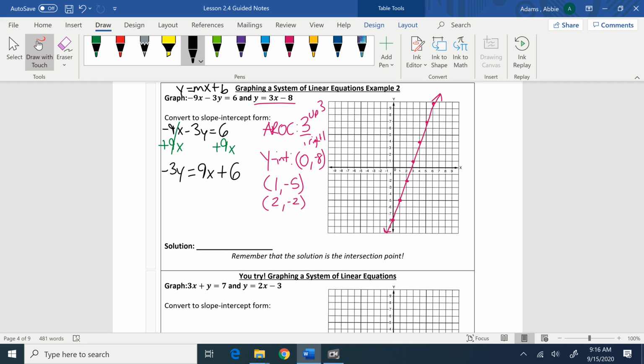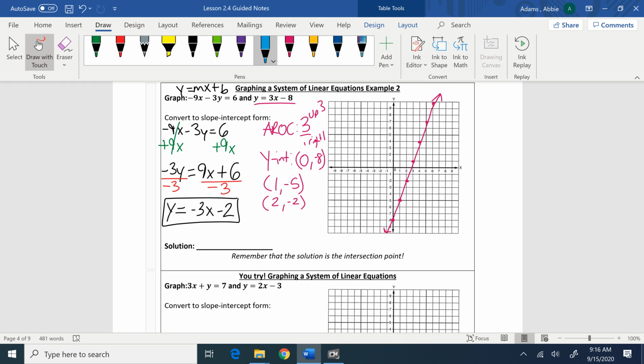Then I'm going to divide by negative 3, since currently y is being multiplied by negative 3. I'm going to do the opposite and divide by negative 3 to both sides. That's your division property of equality to get that y equals negative 3x minus 2. So that's our equivalent equation to negative 9x minus 3y equals 6. It's just now in slope-intercept form.